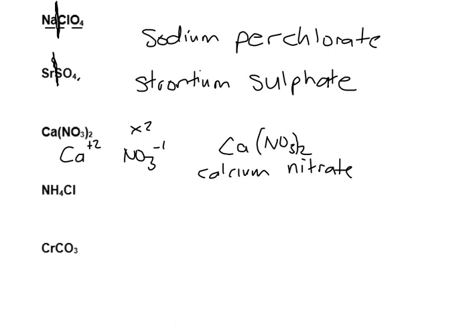Let's try the next one. There is N, there is H, and there is Cl. Now, this is a weird one. This takes a little bit of practice to get used to, knowing where to cut it in half. But there are no metals here actually. There's no calcium, no strontium, no sodium. All of these were nonmetals. It actually happens that this one right here got cut in half right there.